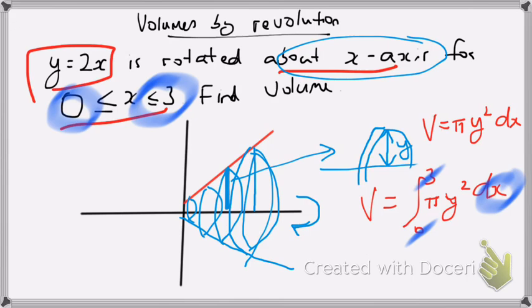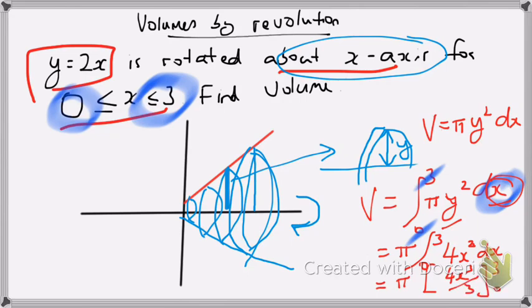And now it's a matter of doing integration. I can't integrate until the y's and the dx match, so I have to replace y's with x's. Also I can always pull a constant out the front of an integral, and pi is just a number, it's just a constant. So y is 2x, so y squared is 4x squared. Now it's exactly the same as every other integration we've ever done. So it's pi times 4x cubed divided by 3 between 3 and 0, which equals 4 nines are 36 pi units cubed.